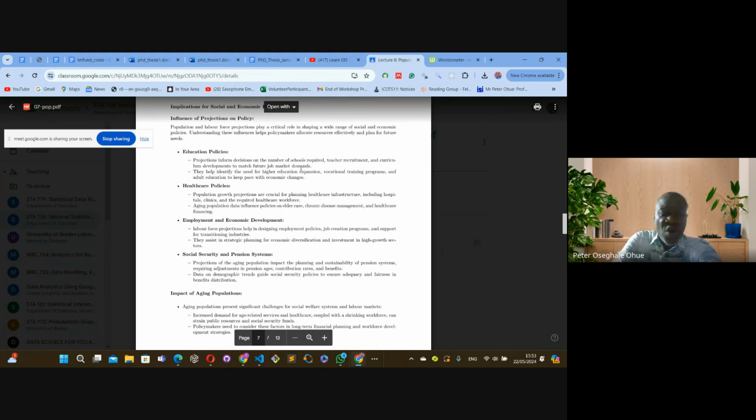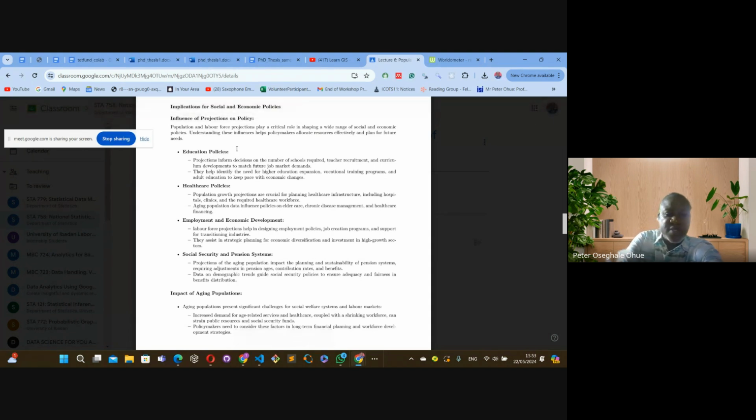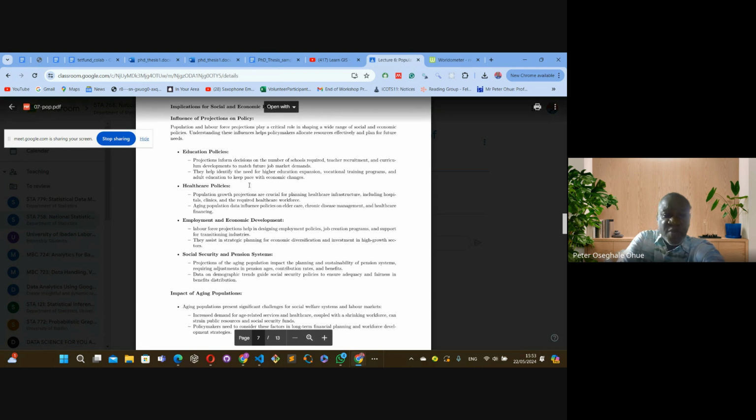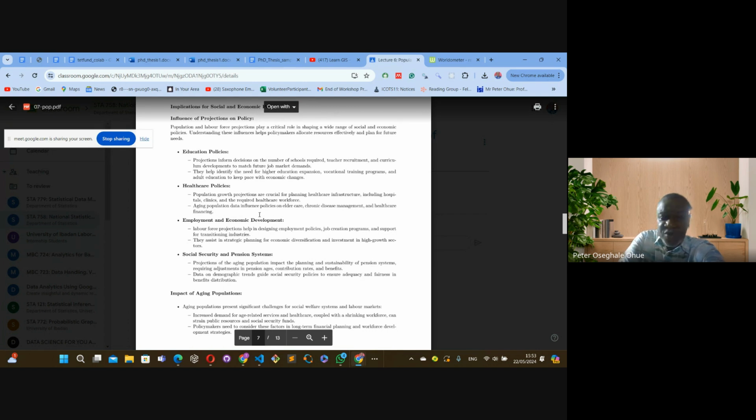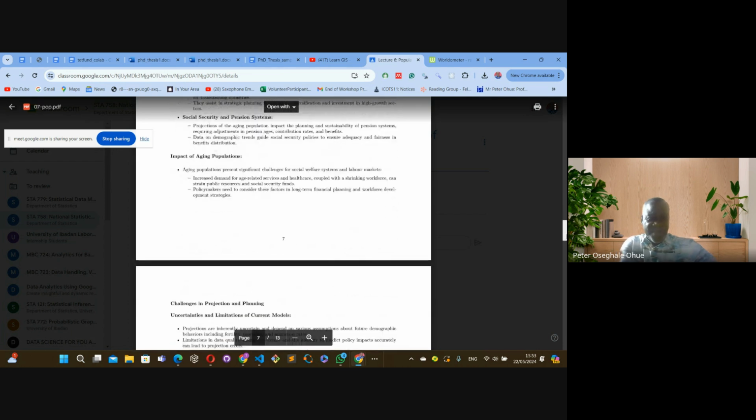All right, so educational policies, healthcare policies, employment and economic development, social security and pension system. This pension system is more about the aging population. So there's a structure where you begin to prepare for when you get to this level. So these are some of the implications, but there are challenges, there are bottlenecks, administrative challenges, sometimes really man-made.